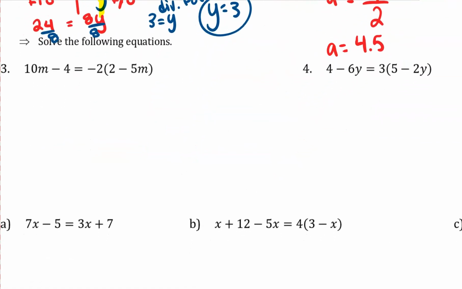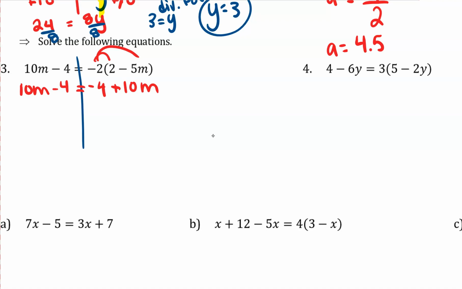So first step, draw a line down the middle, look at the left side. Is there anything you can combine or simplify? No, they're not like terms, you can't combine them. Look at the right side. Is there anything you can combine or simplify? Yes, I can distribute into the parentheses. So this will be negative 2 times 2 is negative 4. And then negative 2 times negative 5 is positive 10m. Which should look a little interesting.